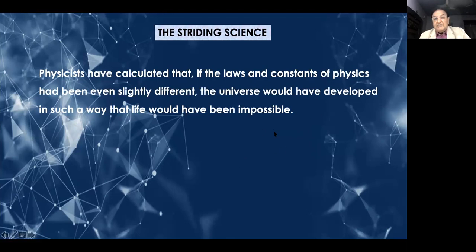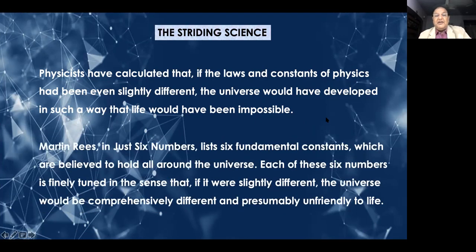Now it's a very interesting statement that if the laws and constants of physics had been even slightly different, the universe would have developed in such a way that life would have been impossible. So this is one thing he's trying to say, that science has gone to this extent. And then some of you might be aware of Martin Rees's six numbers. Martin Rees came up with six fundamental constants, which are believed to hold all around the universe. Each of these six numbers is finely tuned, in the sense that if it were slightly different, the universe would be comprehensively different and presumably unfriendly to life.